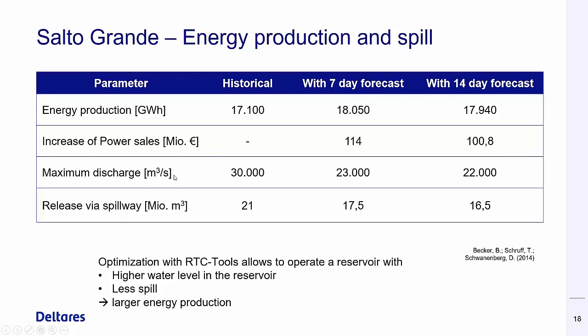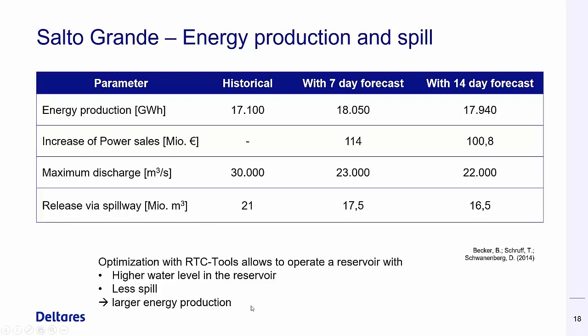And most interesting maybe is the maximum discharge. Instead of 30,000 we have 23 or 22,000, which means less floods. The flood is not as severe as in the historical case. And then release via spillway, also smaller numbers, and here the 14-day forecast performs best. So this means with an RTC Tools model predictive control approach: higher water level in the reservoir, less spill, larger energy production, and a higher flood security level.